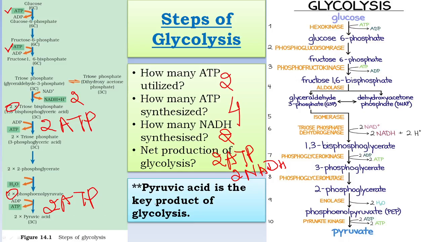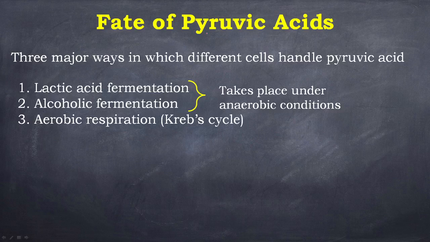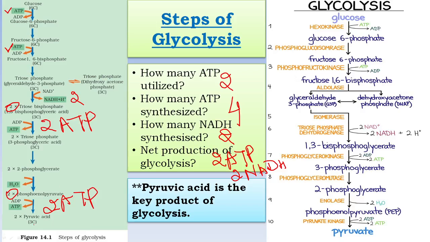Okay, so now the second important thing to know from glycolysis is the end product, pyruvic acid. So after all these steps, what is the end result? Pyruvic acids are formed. Two pyruvic acids are formed from splitting of this molecule. Okay, so now what happens to the pyruvic acid?